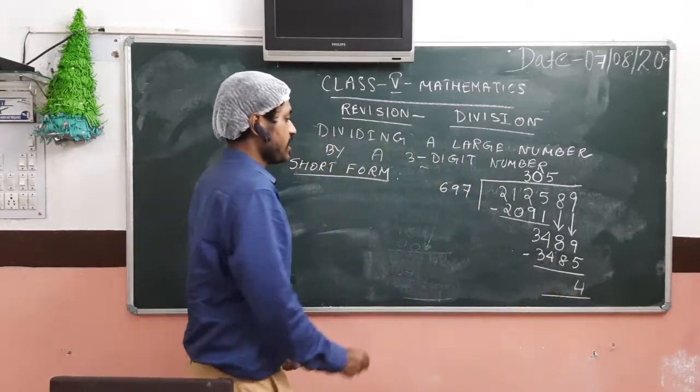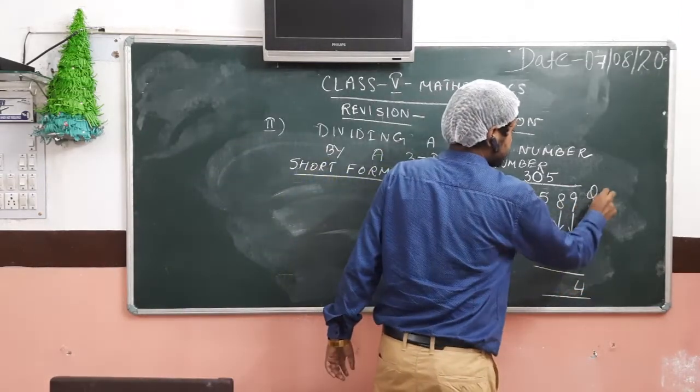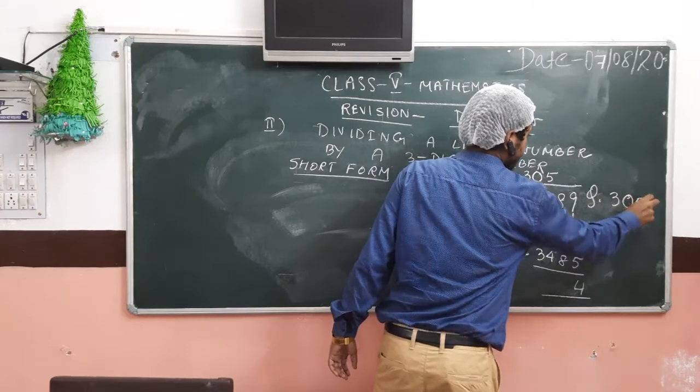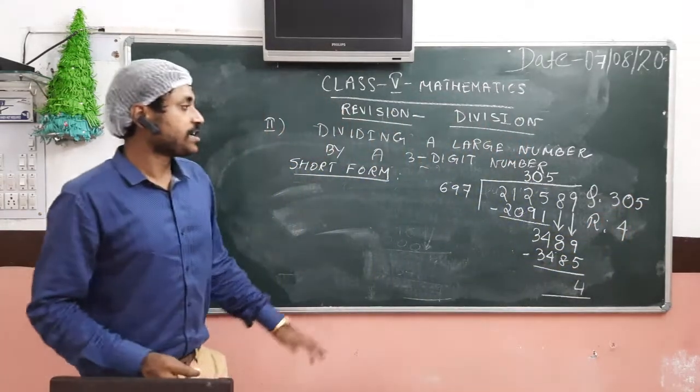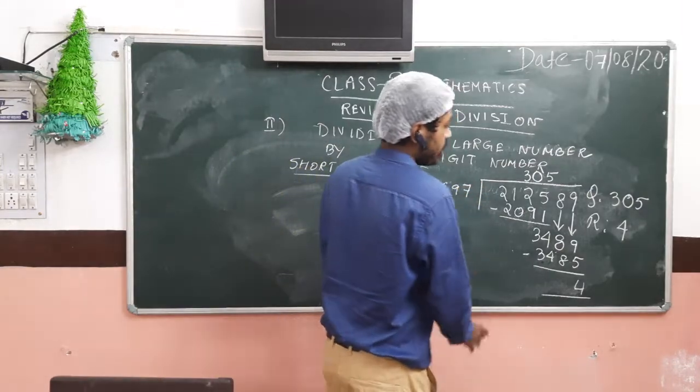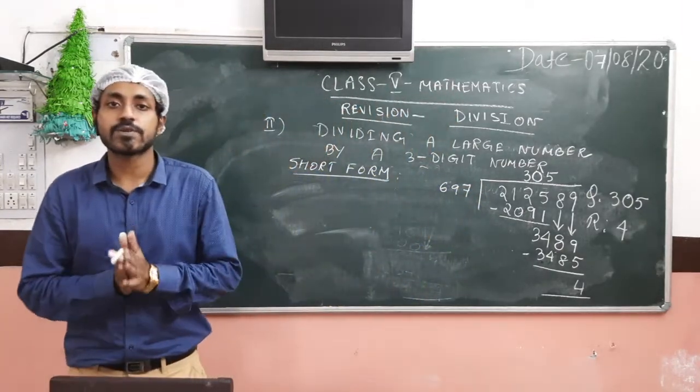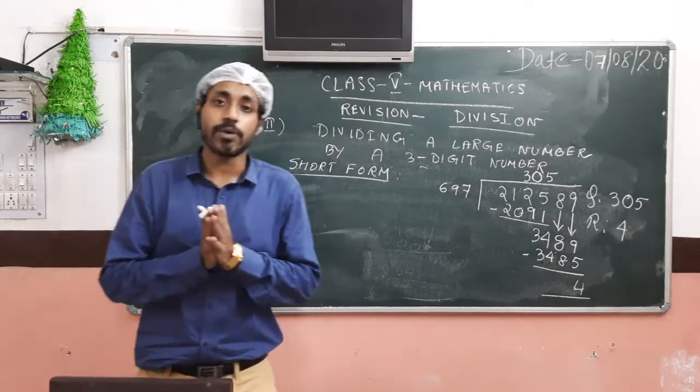If you check, here also the quotient is 305 and the remainder is 4. But here we have done it in a much shorter way, and this is also correct and the previous one is also correct. You can do either way you want.